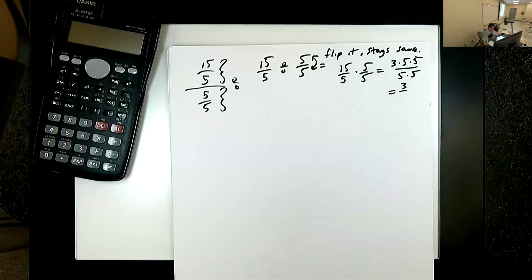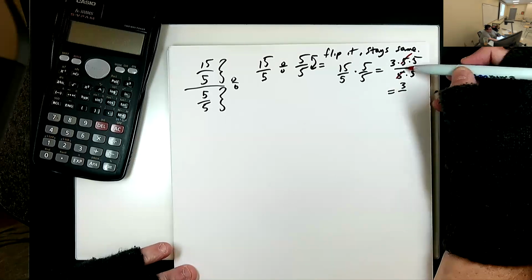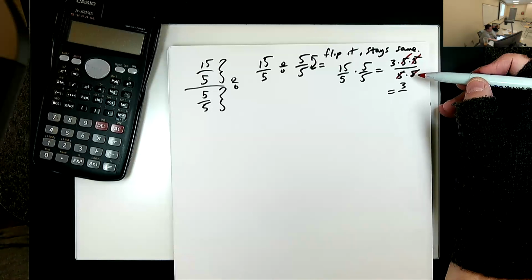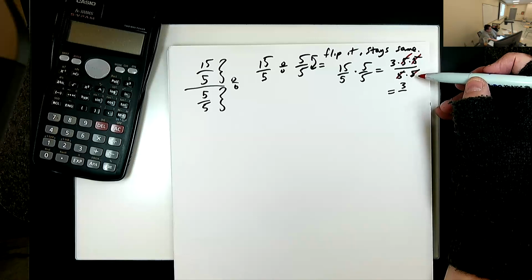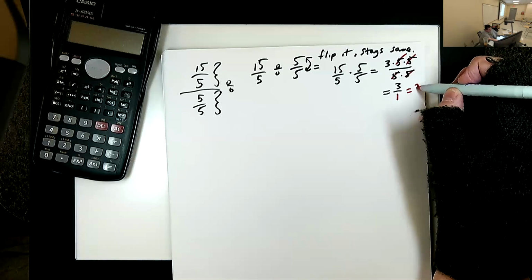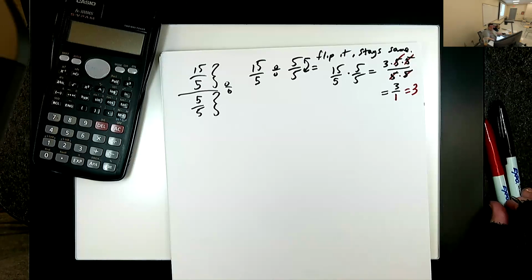Oh, this is actually a great time to show it. When you cancel the 5's here, if you don't put the 1's, it's easy to look at this and say this is 3/0, right? Because I've crossed everything out on the bottom. It's not really 3/0, it's 3/1. That was a 2-for lesson. I didn't do that earlier. I got cheated.